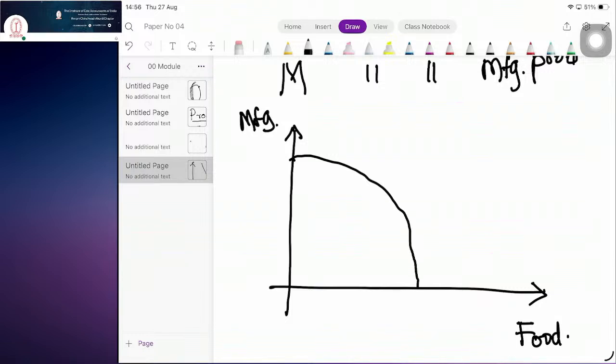What is this point we are going to call? F. What happens at F? You are specializing only in production of food. At M, I am specializing only in production of manufactured goods. What about S? 50% of resources are used in food and 50% are used in manufacturing.